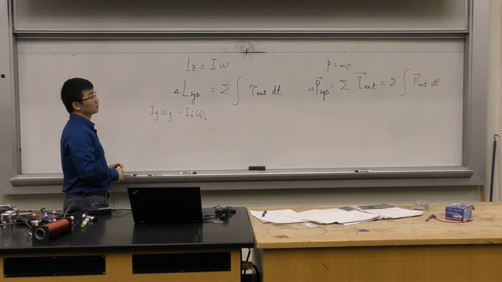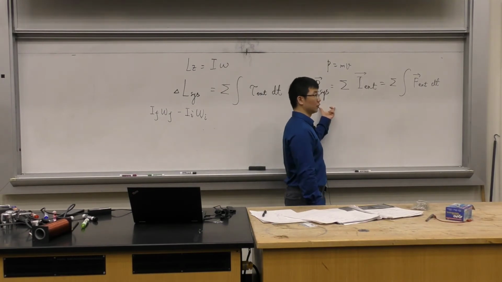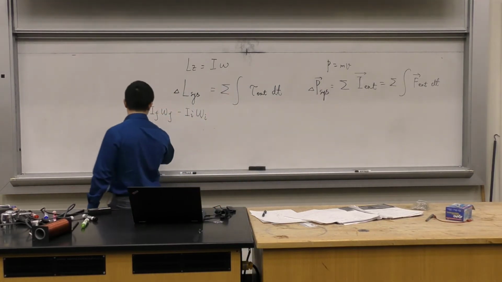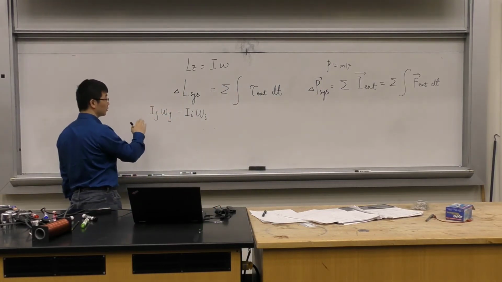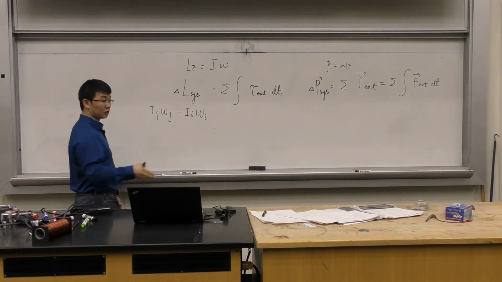It's pretty much like when you set up changing momentum: you would do mass times V, and then final minus initial. The difference in this part is that this I can also change. This I is not going to be a constant. It can change. It also depends on the rotational axis.